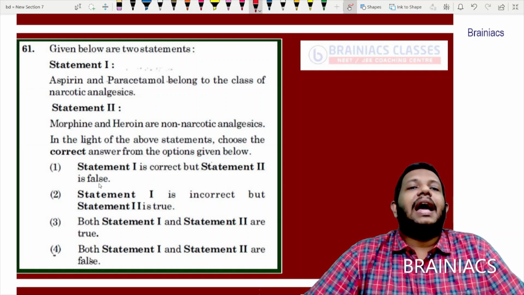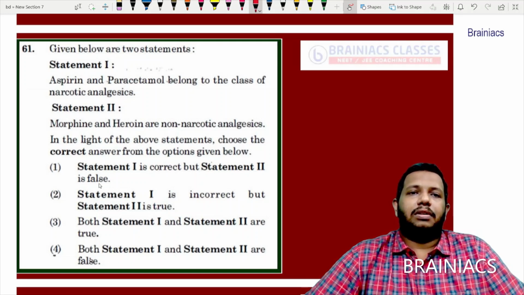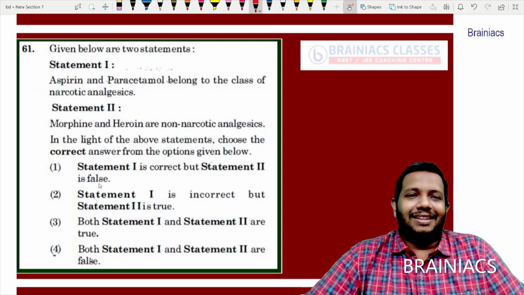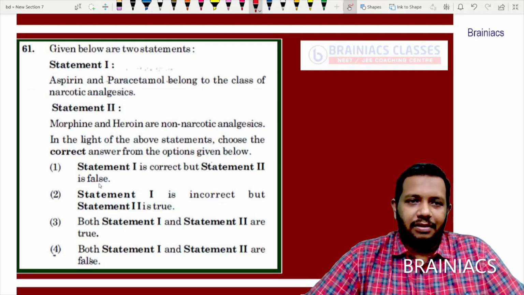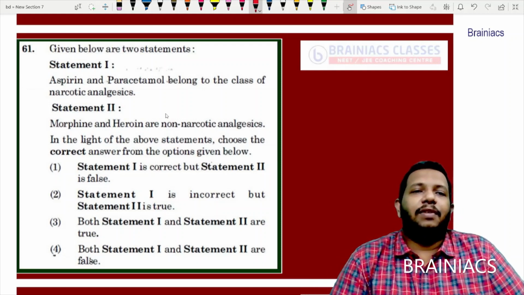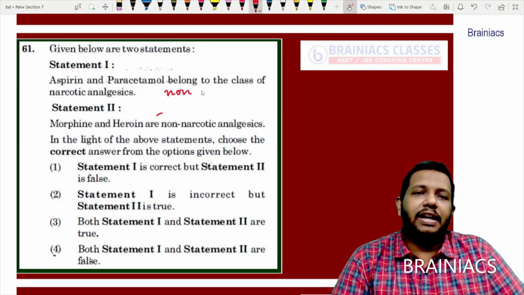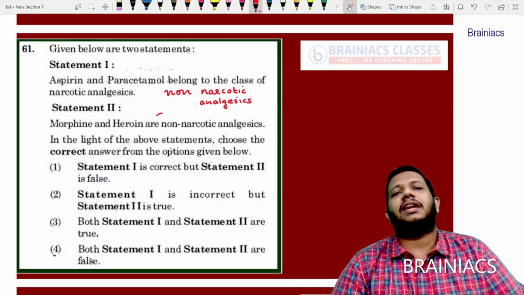First statement is aspirin and paracetamol belong to the class of narcotic analgesics. Just to think logically, if it is a narcotic, can medical shop owners sell aspirin and paracetamol? Surely not. We know that aspirin and paracetamol are non-narcotic analgesics. We have learned this classification. Again this is directly a question from NCERT, and we have learned it during our theory class also.